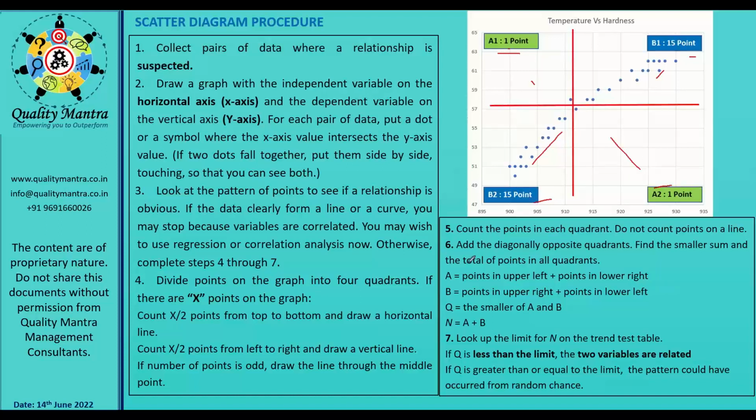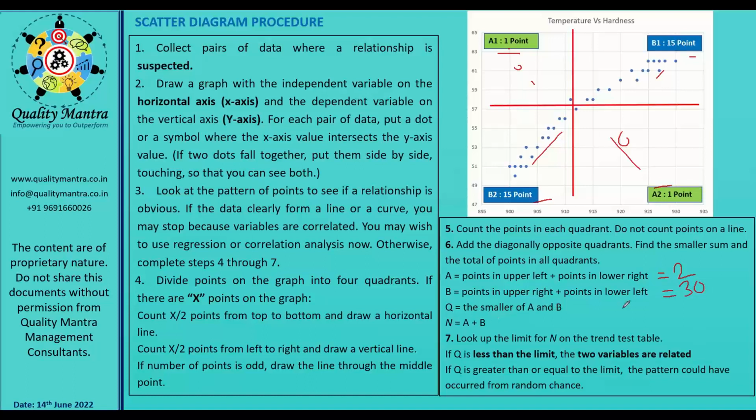Now what is A? A is A1 plus A2. So what is the value of A in this case? A is basically the points in the upper left and the points in the lower right. A क्या है? A1 plus A2. कितना आएगा ये? 2. And B is basically B1 plus B2. So what is B? B1 plus B2. कितने कितने पॉइंट्स थे? 15, तो टोटल कितने हो गए? 30.